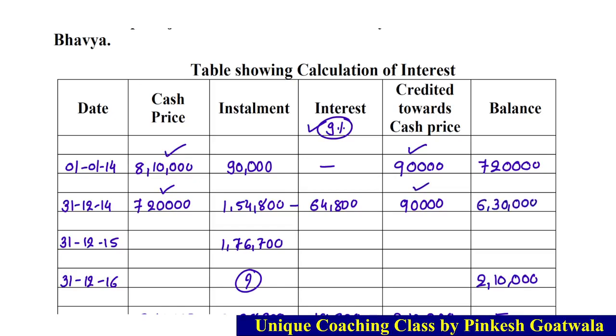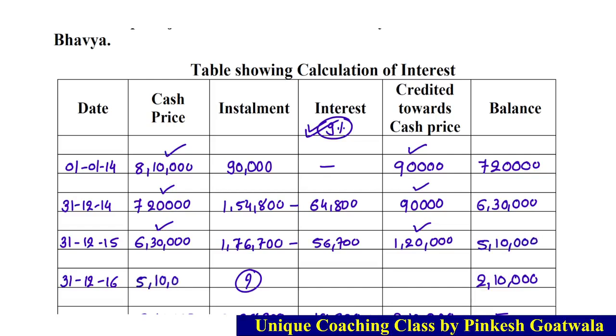It will be transferred to next year. 6,30,000. Now the rate of interest 9% gives 56,700. Now subtract here, so here you will get 120. Now from 630 we subtract 120, so it will be 510. 510 will be transferred here.